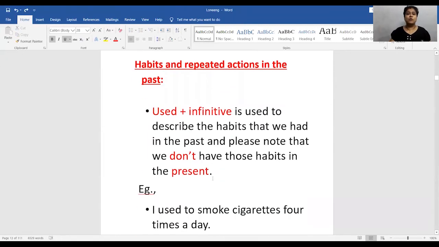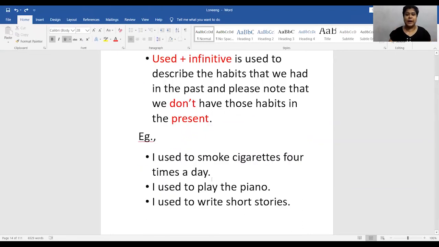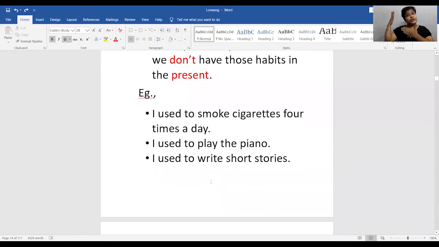Now, let's move on. Repeated habits or actions, that is how you can explain them in the past. Used to plus infinitive is used to describe habits that we had in the past, and please note that we do not have those habits in the present. Okay? Example: I used to smoke cigarettes four times a day. I used to play the piano. I used to write short stories.